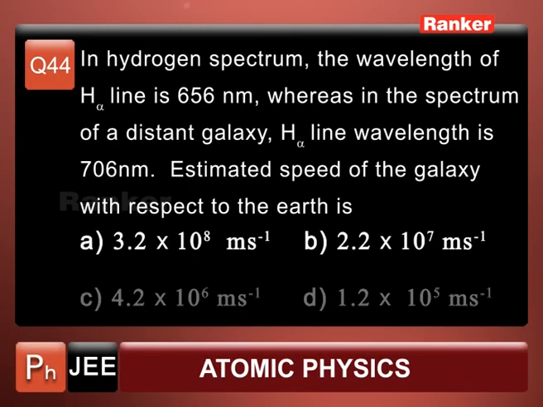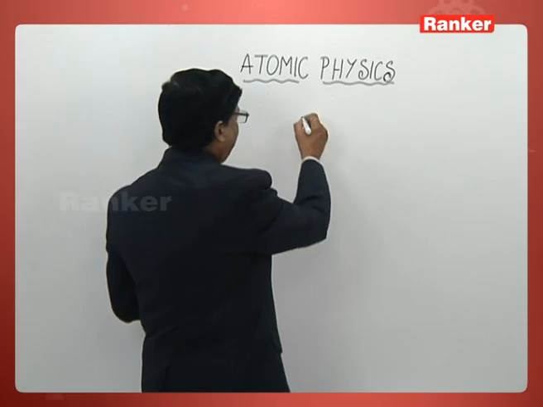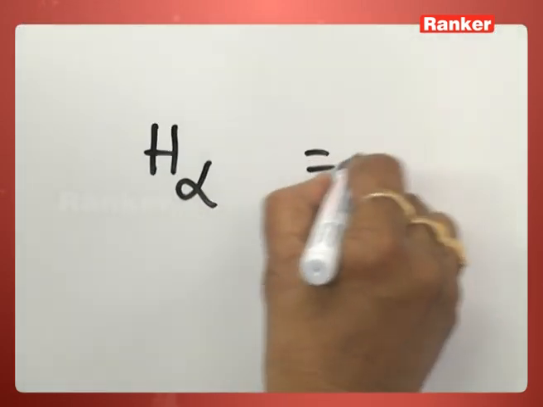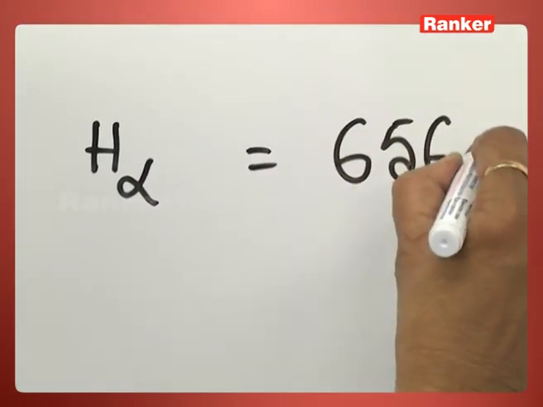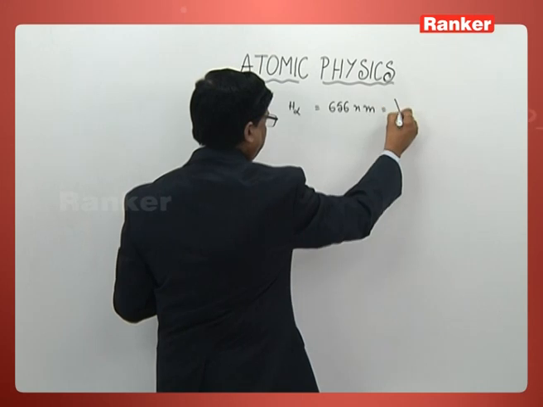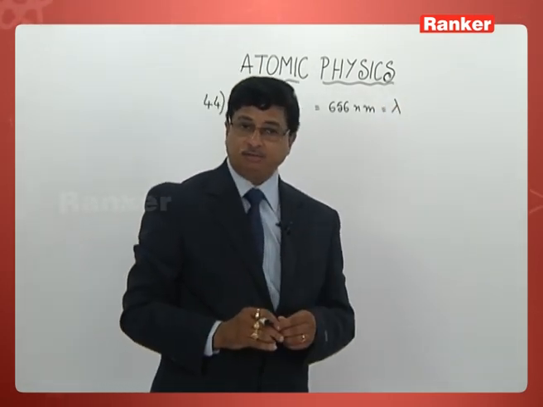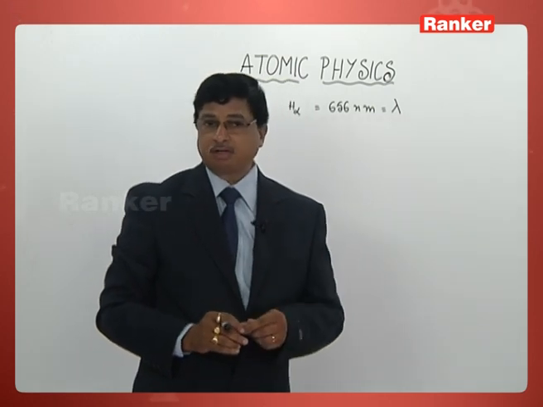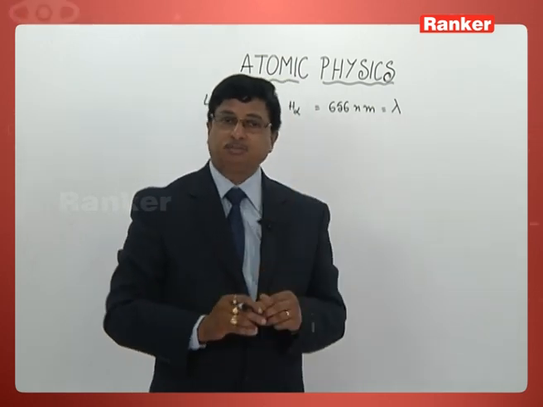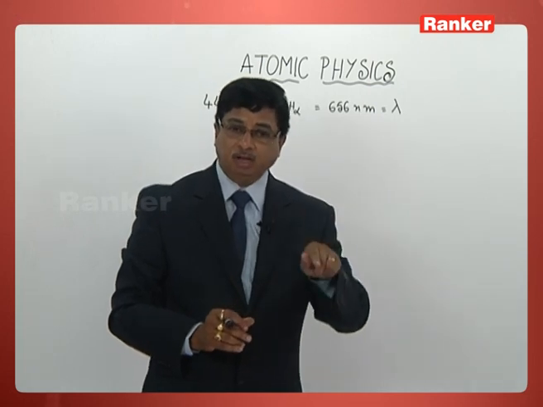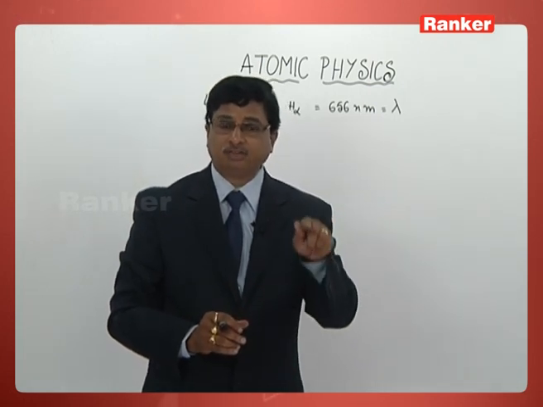A wonderful model question that has been given. In the hydrogen spectrum, the wavelength of the H alpha line is 656 nanometer. Let us consider that one to be the wavelength lambda. Whereas in the spectrum of a distant galaxy, the H alpha line wavelength is 706 nanometer.